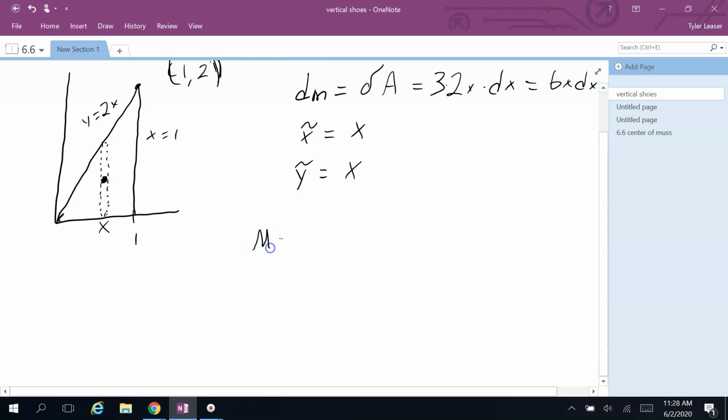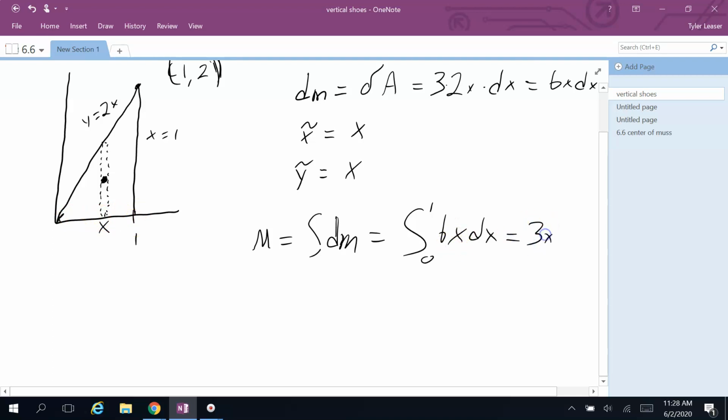The first integral we're going to do is to find the total mass. The total mass is just the integral over dm. So this is just integrate over, replacing dm with what we found dm to be, that's 6x dx. We're integrating from 0 to 1, since that's where my slices exist along the x-axis here. Pretty easy integral to do.